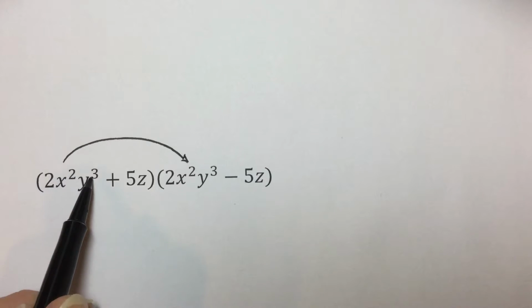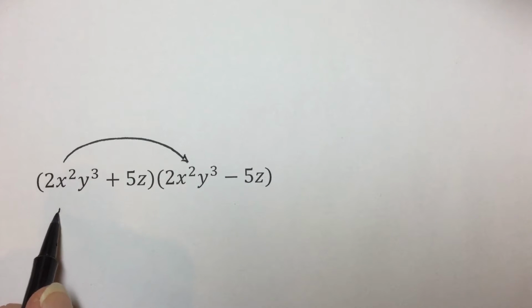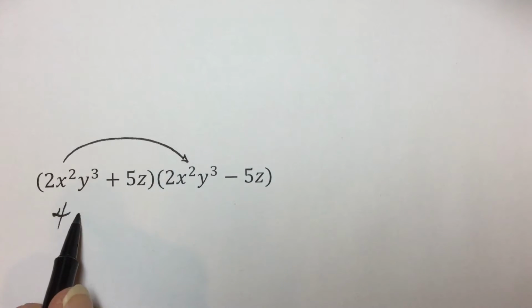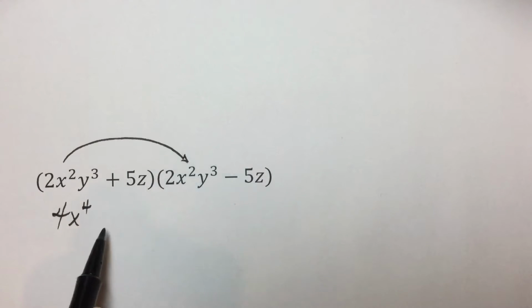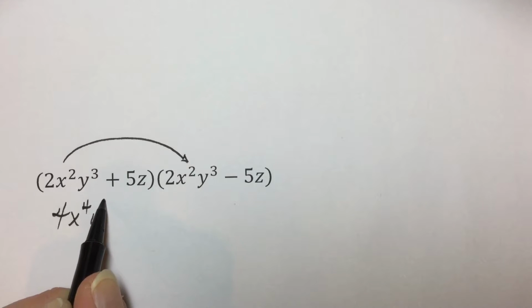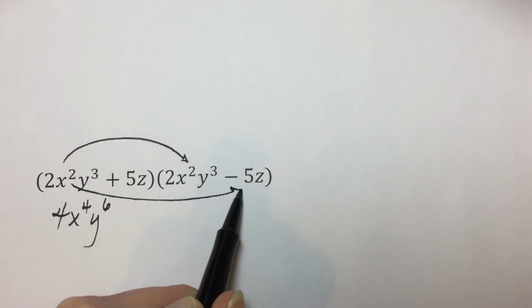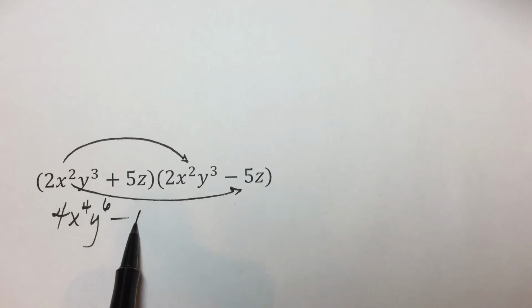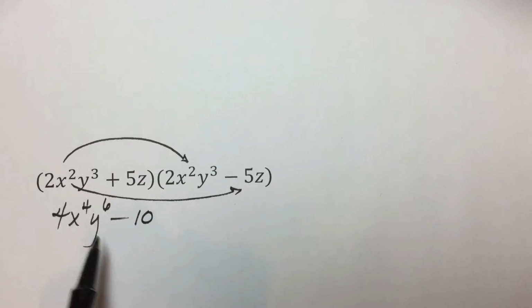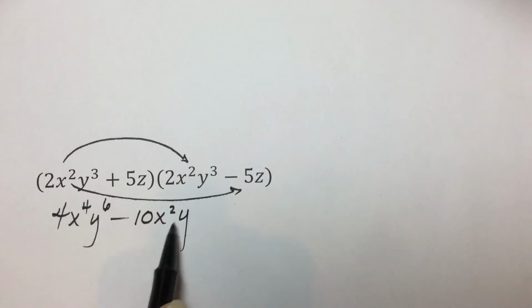4x squared y to the third times 2x squared y to the third. 2 times 2 is 4, x squared times x squared, add those exponents for x to the fourth. Y to the third times y to the third is y to the 3 plus 3, or 6. When we multiply the outside terms together, positive times a negative is a negative. 5 times 2 is 10. When we rearrange and multiply our similar terms together, we have an x squared, a y to the third, and a z for the variables.